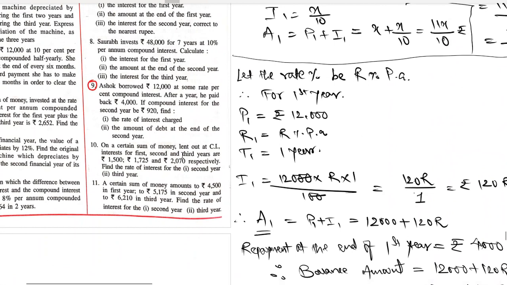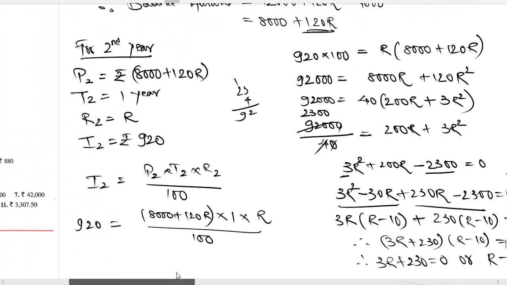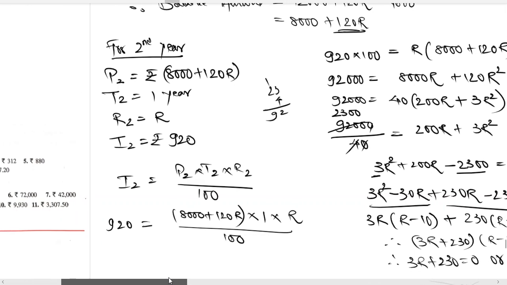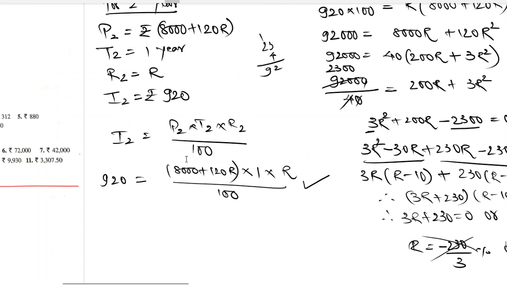We got the rate. Now the amount of debt at the end of second year, right? We can find that. See, how we found the rate is by solving this particular equation which you see over here. Now since we know the rate, we can actually find I2, we can find P2 actually. Therefore A2, amount at the end of second year, is equal to P2 plus I2.